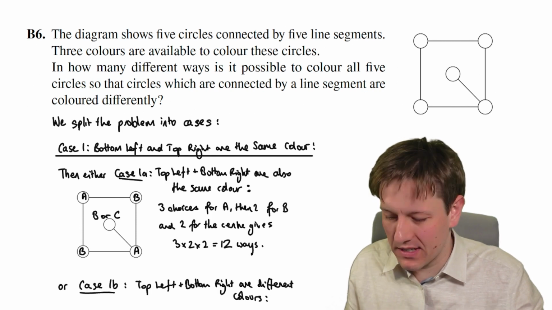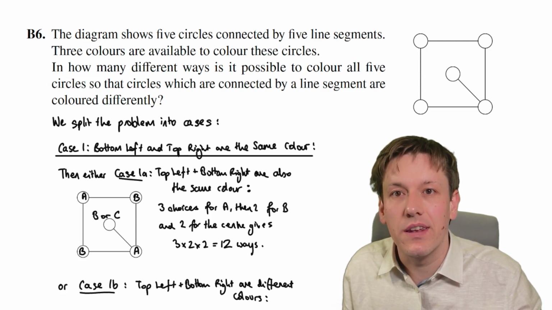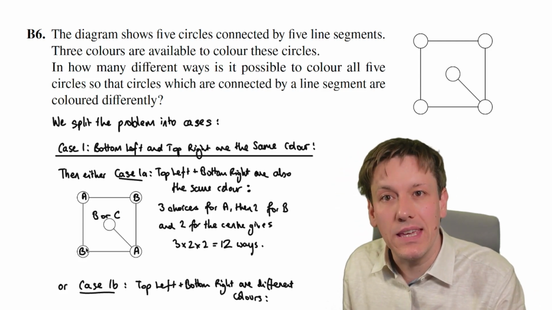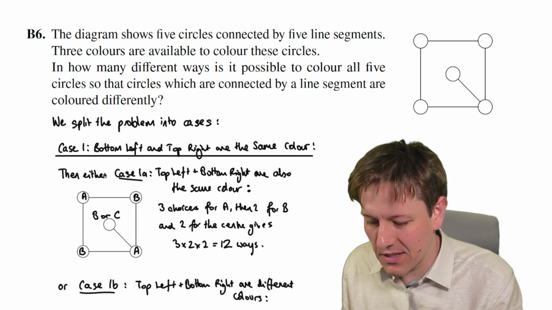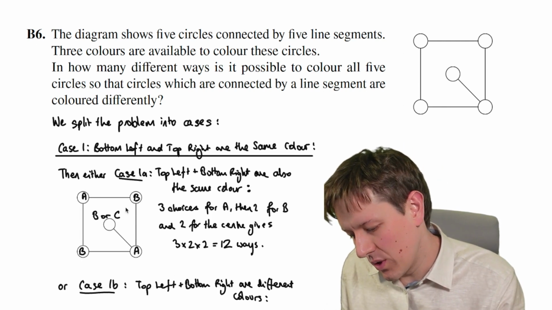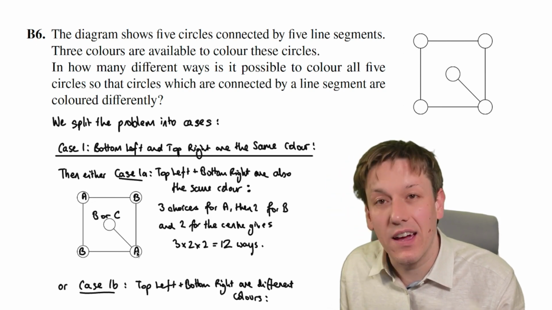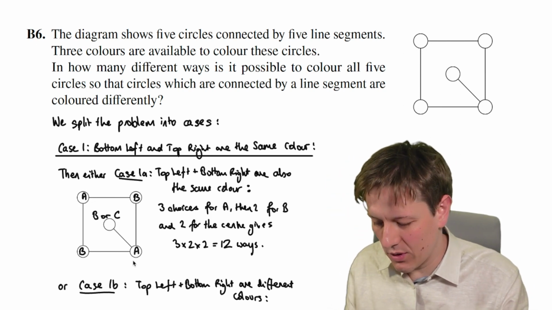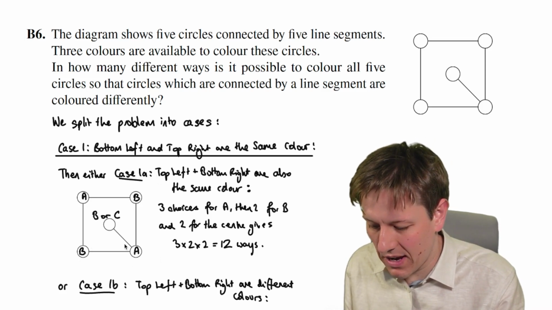So the first case I'm going to consider is where the bottom left and the top right are the same colour, and I will call those both colour B, and then I've got colour A and A here because that's my case 1A. So with these two the same, the two B's, either I could have A and A here, or I could have A and C here, and that wouldn't have any two colours next to each other.